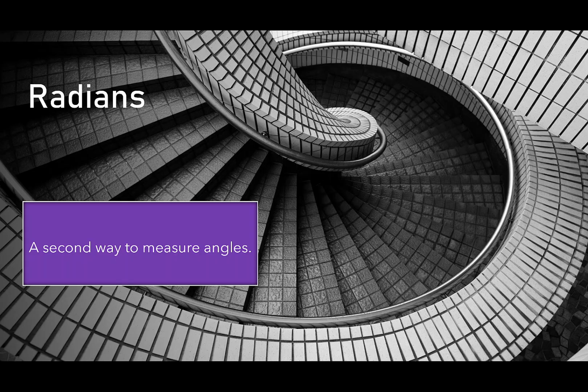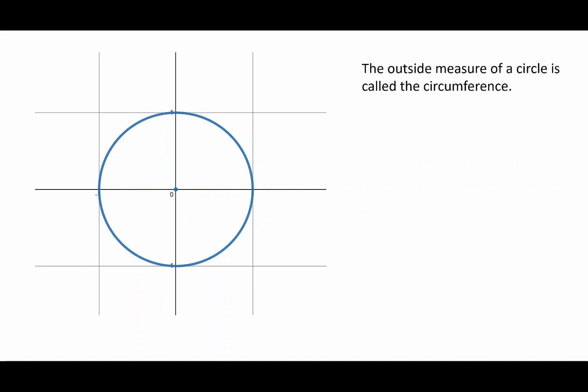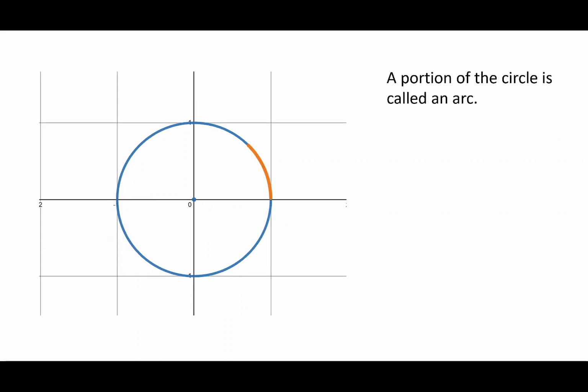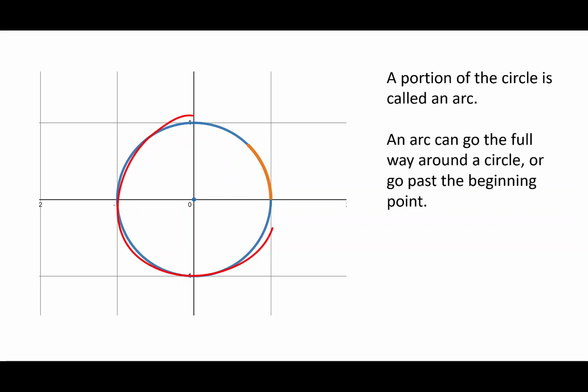Hi everybody, today we're going to talk about radians, which is the second way to measure angles. Hopefully you remember that the outside measure of a circle is called the circumference. A portion of the circle is called an arc. An arc could go the full way around the circle or go past the beginning point.